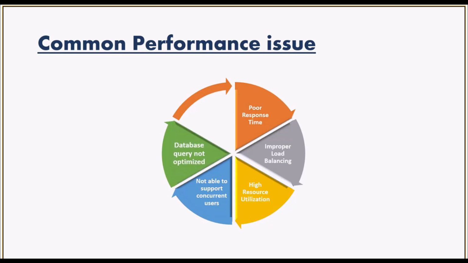Next is database query not optimized. Poorly written database queries may cause bad response time, high resource utilization, and overall degradation of the application. Last is memory leak. Memory leak happens when an application keeps on consuming memory over time and not releasing it, which finally causes the application to run out of memory. So these are some of the common performance issues which may be seen during execution.